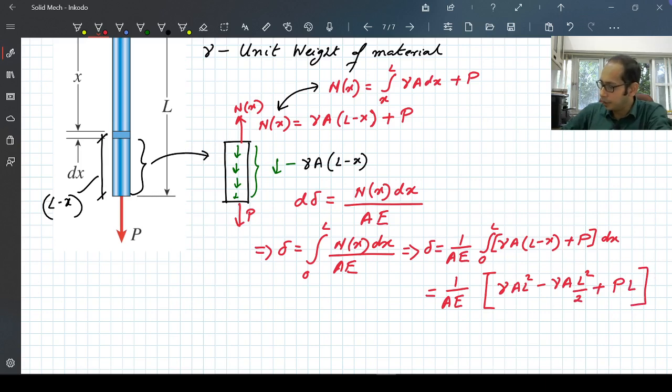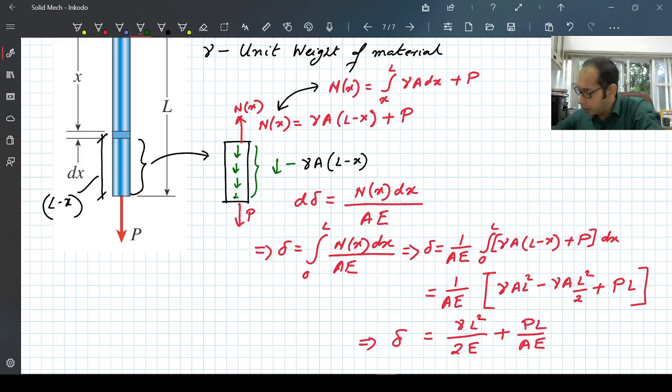If I simplify this and pull this out of the parenthesis, for the first term, the A and A will cancel over here. So what we will get is gamma L square by 2E, plus PL divided by AE. So this is my eventual delta that I get. This is my final answer.